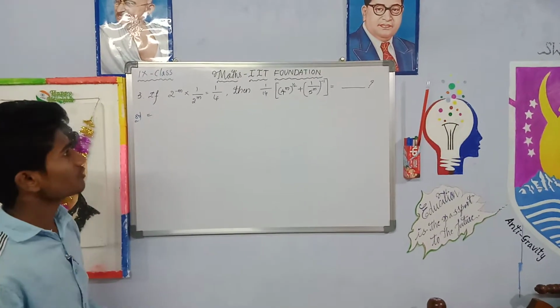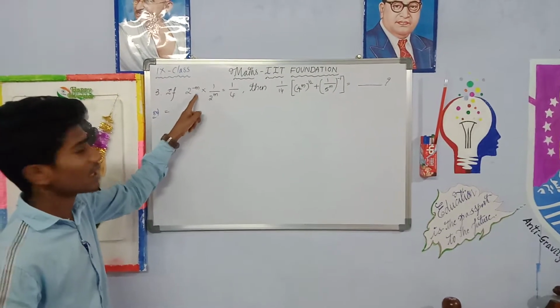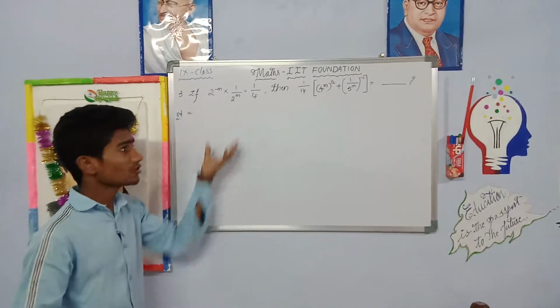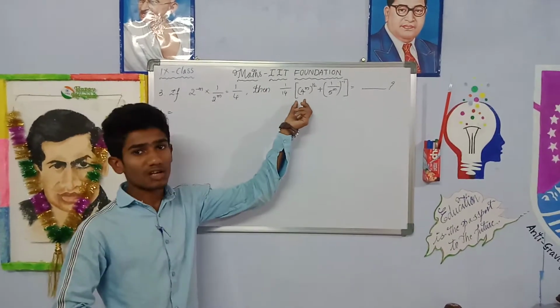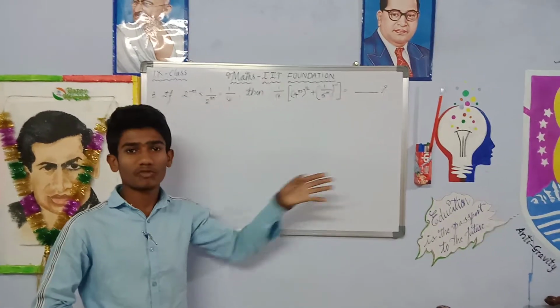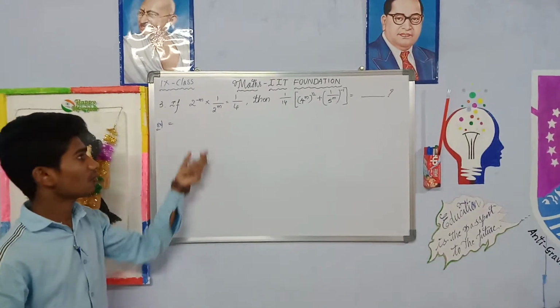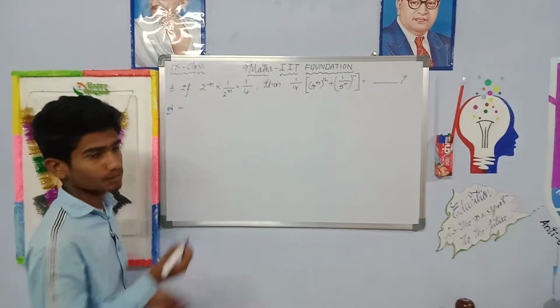First of all, we can observe an m value. So m is a variable. If we know the value of m, then we have to substitute the value of m in this expression, and then we can get the answer. So first of all, we have to know the value of m. Now we are going to find the value of m.